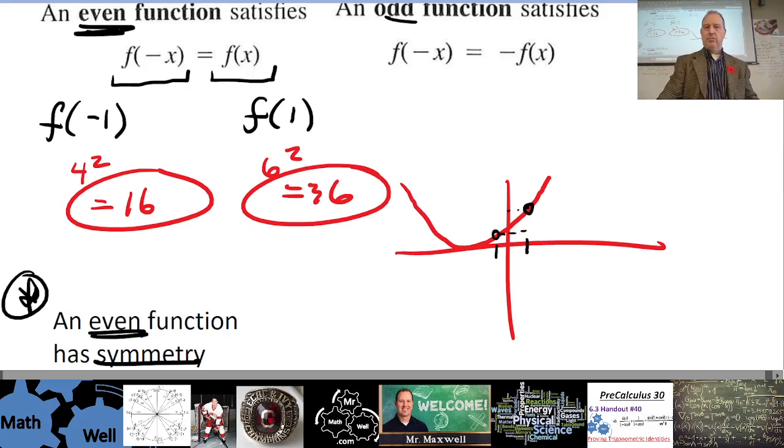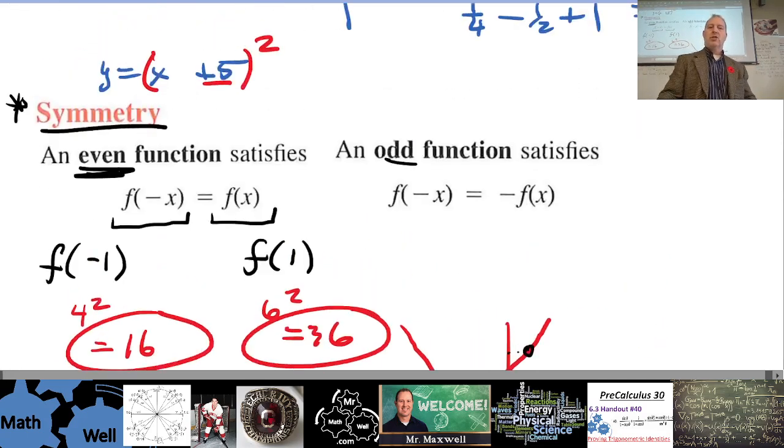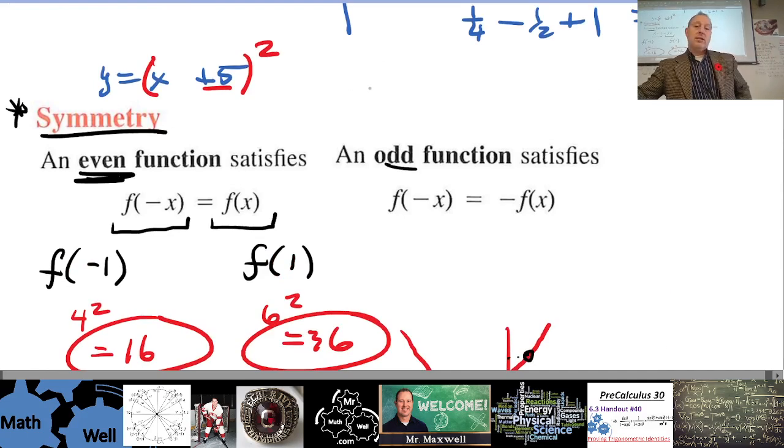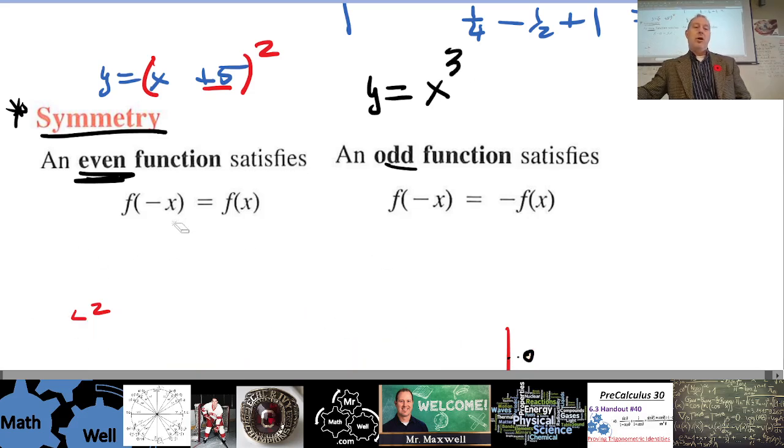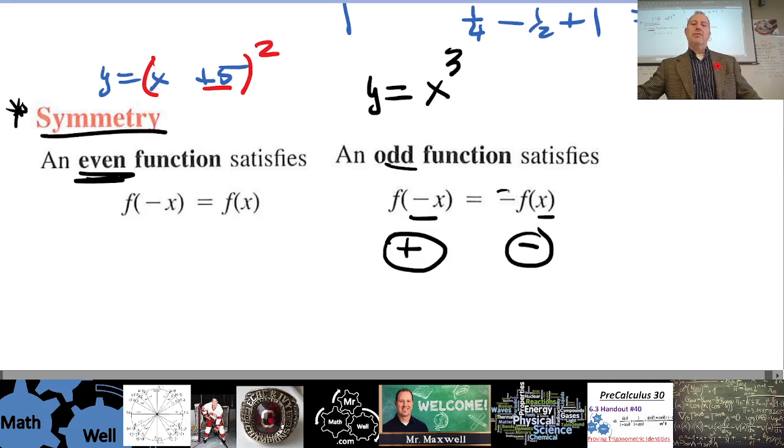Got it? Okay. Now, an odd function, let's talk about an odd function. Lots of times, not all the time, but if you have an odd degree function, that is sometimes odd. Not always, but sometimes. An odd function says this: if you plug a negative value and a positive value into the same function, one will be an overall positive value and the other will be overall negative. So the negative is outside, and you have the same number but opposite sign.